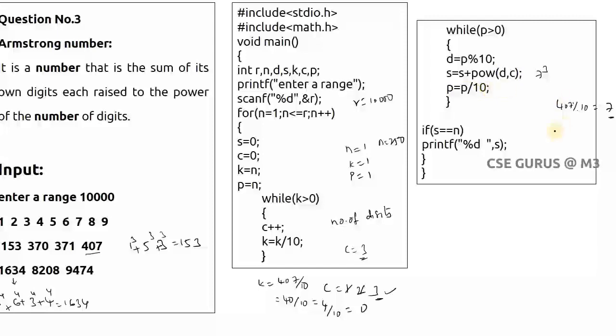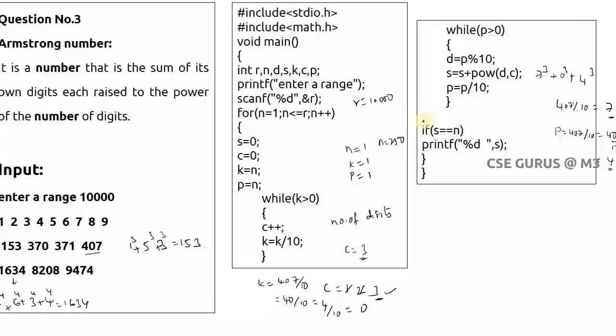Then p equals p by 10. That means p value, 407 by 10, will now become 40. Now 40 is greater than 0. Yes, 40 % 10 you will get 0. So 0 comma 3, that is 0 power 3, anyway it is 0. Next you will get 40 by 10, which equals 4. Now 4 is greater than 0. Yes, 4 % 10 is 4 only. Now here you can say 4 comma 3, that means 4 power 3. Now you have 4 power 3, 0 power 3, 7 power 3. Can I say it is a sum of the cubes? Yes. Then again 4 by 10 gives 0, and it comes out.